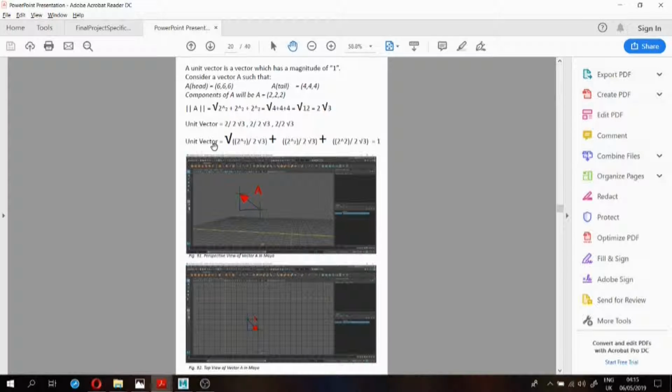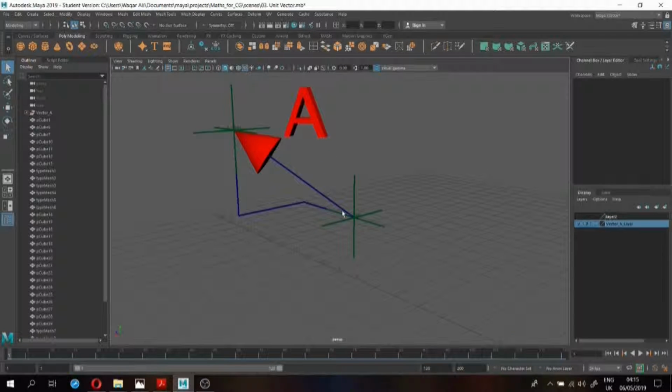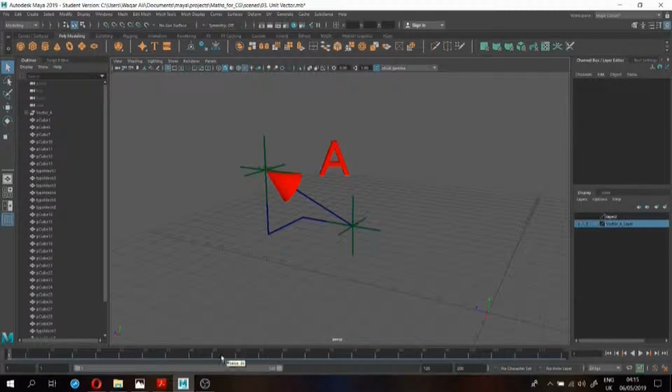For the unit vector, you take the square root of the whole thing, the x component, y component, and the z component squared, and it will come up as 1. So the unit vector has a magnitude of 1. That's the head, that's the tail, which is 6, 6, 6 and 4, 4, 4. So that's the unit vector.